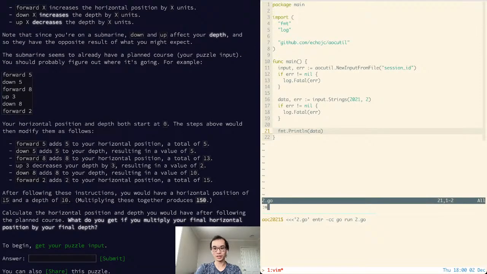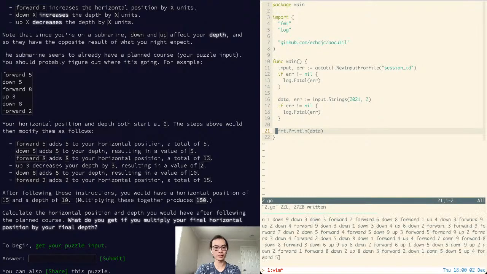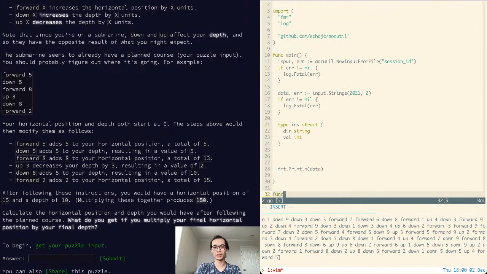The submarine seems to already have planned a course, which is my puzzle input. So parsing them as strings seems like a good idea. Let's get that going. I think it's quite straightforward. We could probably read them into some kind of struct, say instruction, where direction is a string and value is an int. We can read into that quite quickly by just looping over every string in the input.